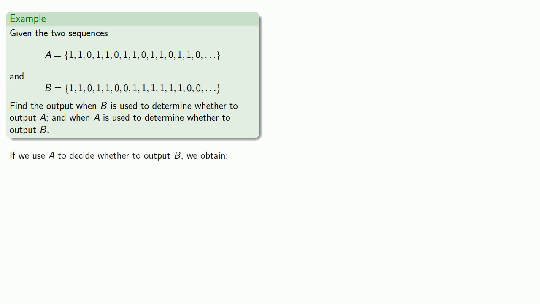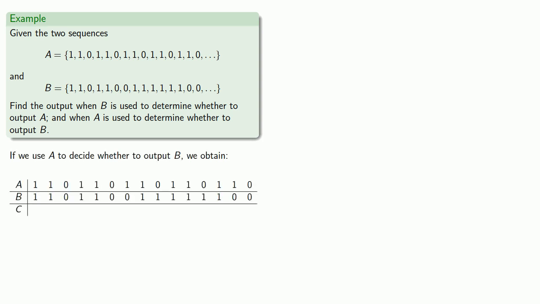Similarly, if we use A to decide whether to output B, we obtain the following sequence. Again, our first two A values are 1s, so we output the B values. Our next A value is 0, so we ignore the B value. We have another two 1s, so we output the B values. The next A value is 0, so we ignore. The next two A values are 1s, so we output the B values. And so on.